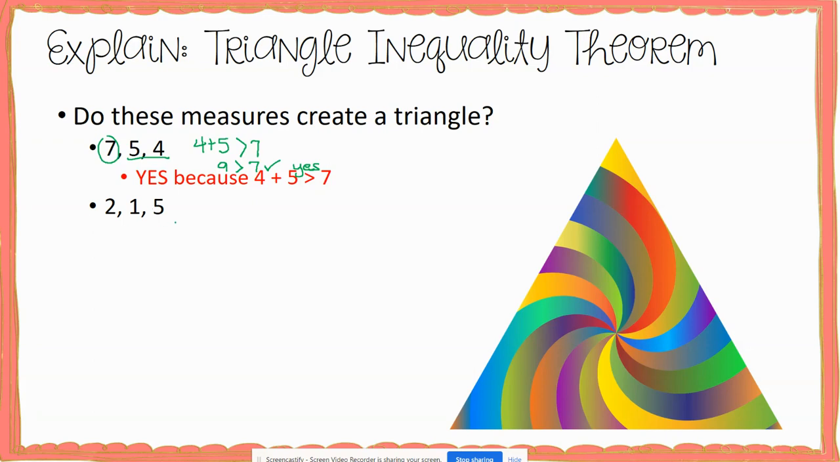Next, we have 2, 1, and 5. So we would again take our two shortest sides, which in this case are 2 and 1, and add them together to see if they are greater than our third side, which is 5. So 2 plus 1 is 3, so then I ask myself, is 3 greater than 5? Well, that is not true. So that means that this does not make a triangle, because when I add 2 plus 1, that is less than 5. You try this one.